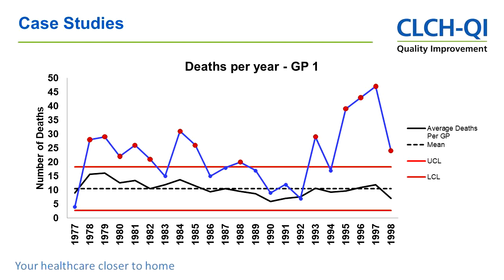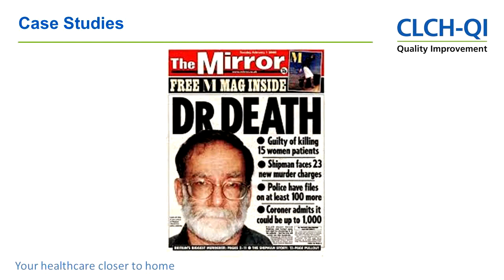In fact, that's not the reason why for any of these GPs. GP1, in fact, is Harold Shipman, who was responsible for the murder of 218 people between 1977 and 1998. Let's go back to the data.